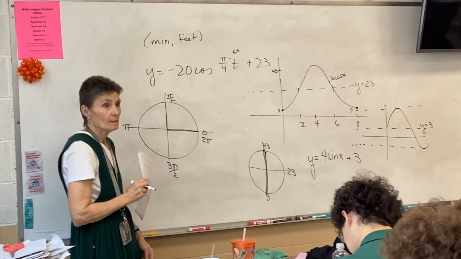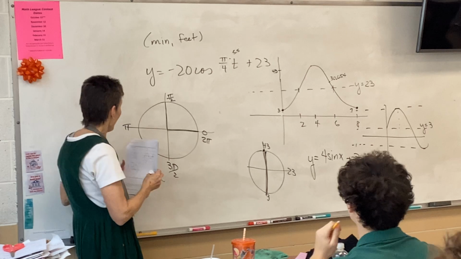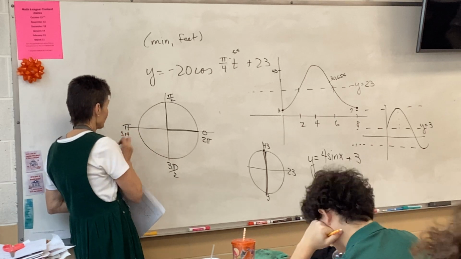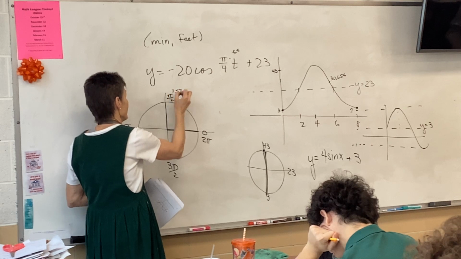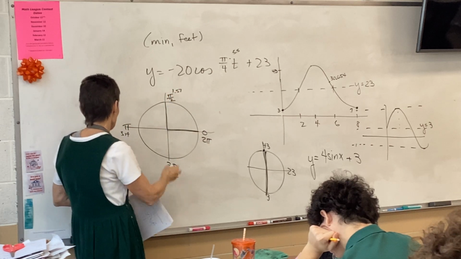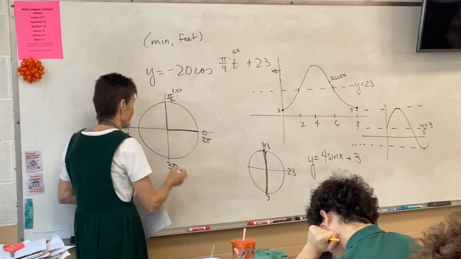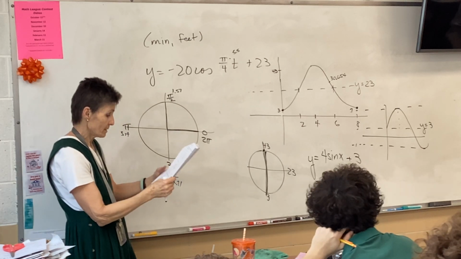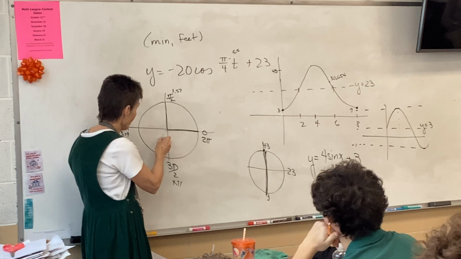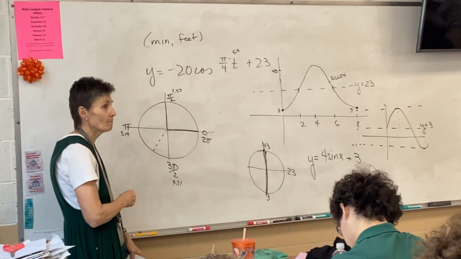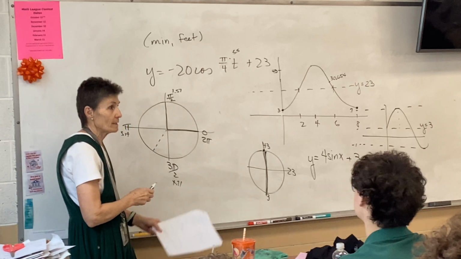Now, pi is 3.14. Half of that is 1.57. So this would be 4.71. So the question is, where are 4 radians? Wouldn't 4 radians be right down here somewhere? Quadrant 3.